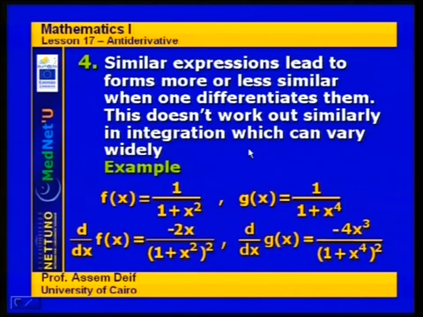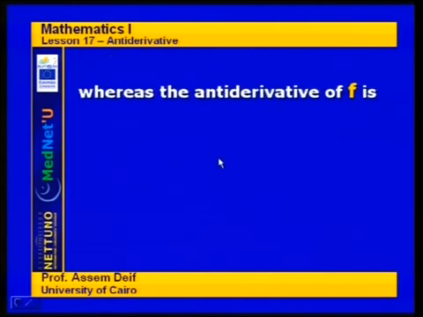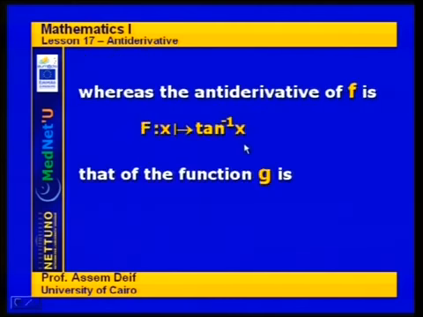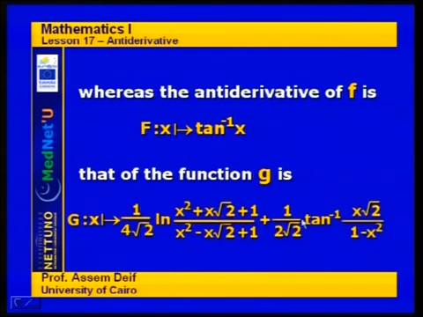Similarly, when you have expressions of this sort, f of x and g of x resemble each other. And actually, the derivatives also resemble each other. They are simple to obtain, yet the integrals are not the same. Antiderivatives look very different from one another. For example, while the antiderivative of f is 10 minus 1x, that of g is so intricate, so complicated like this. So in fact, integrals are not easy to obtain.